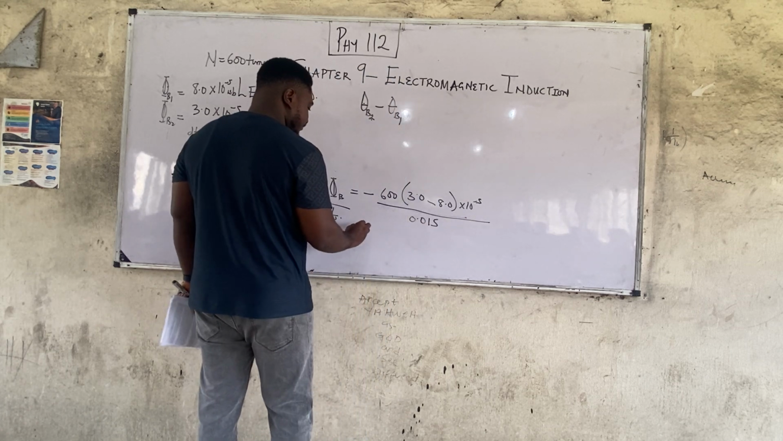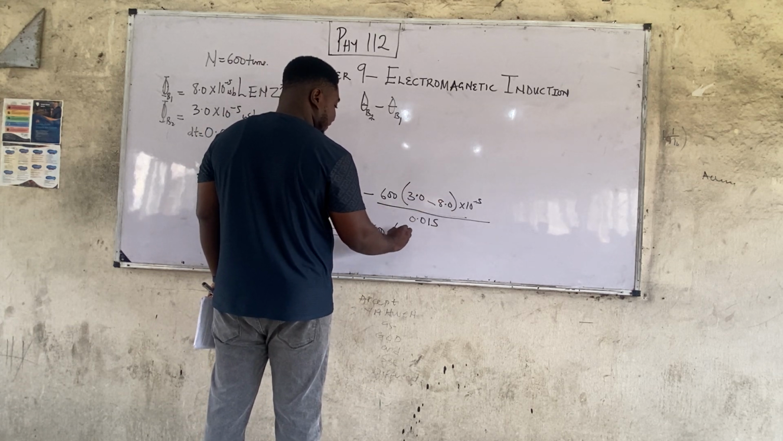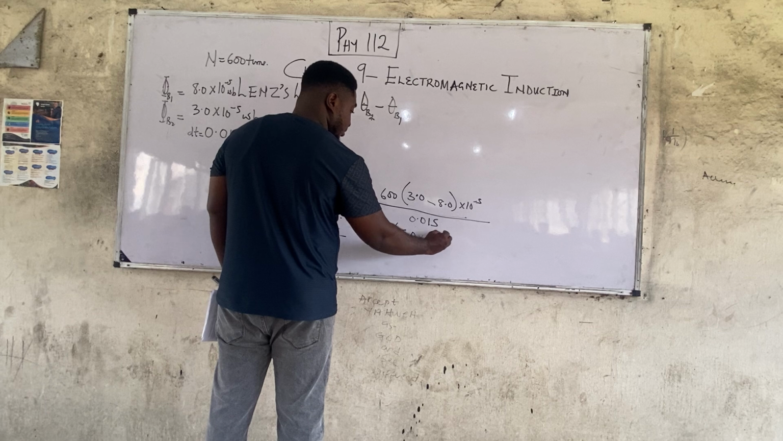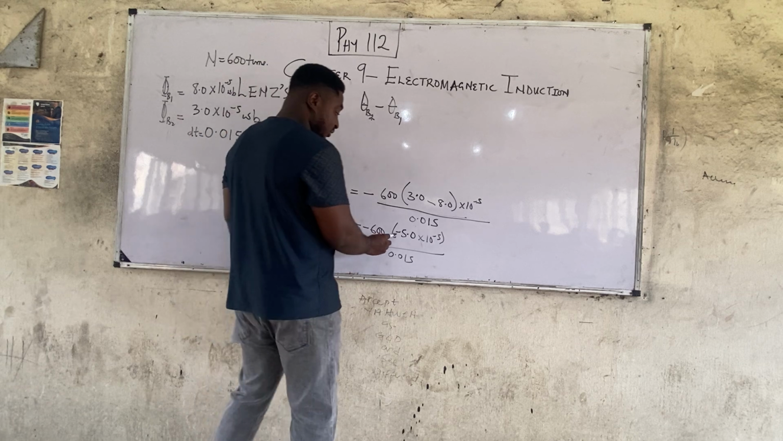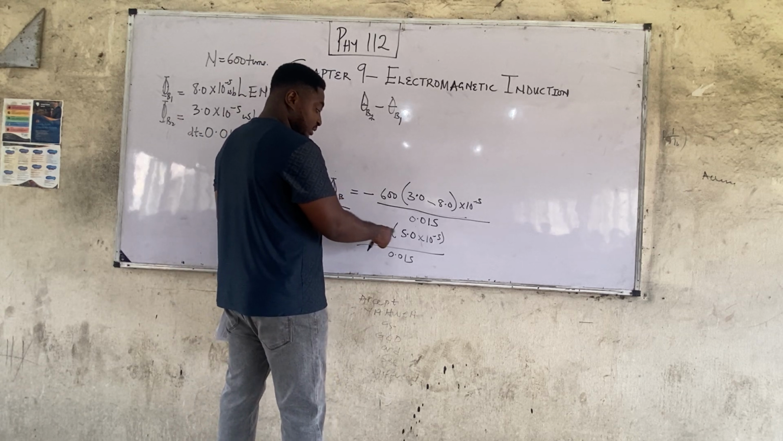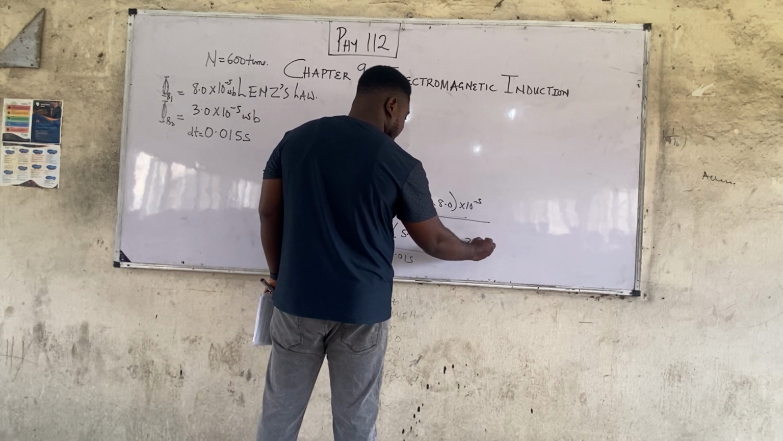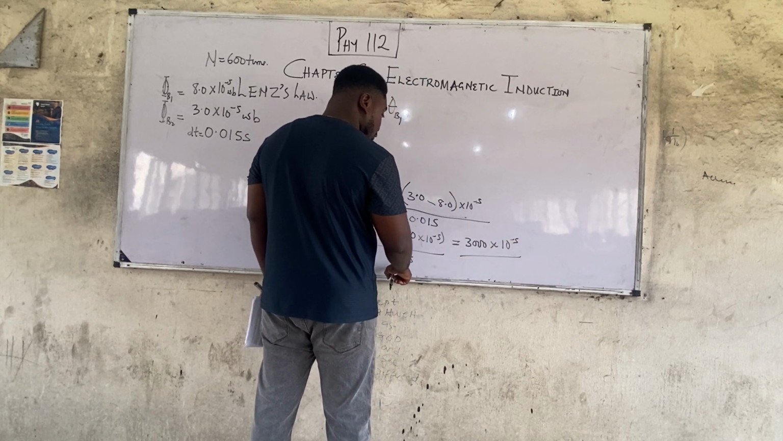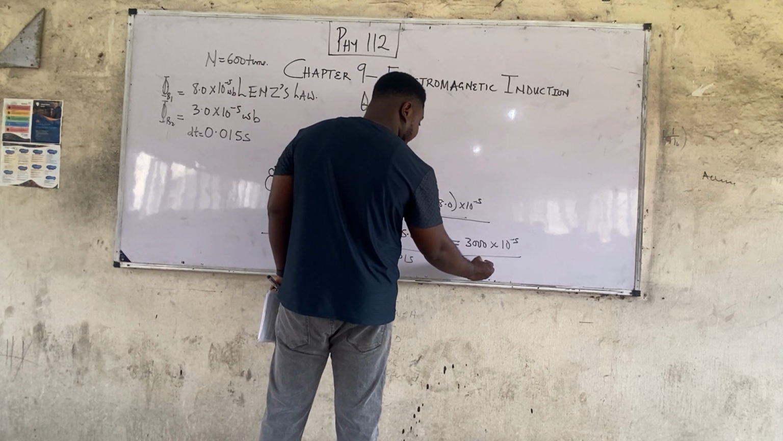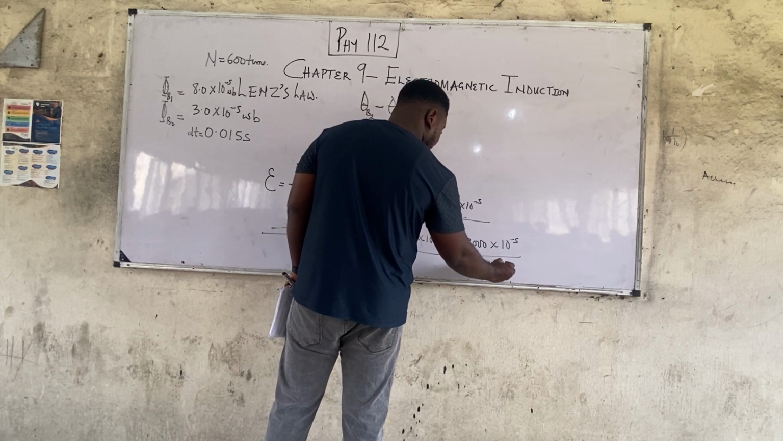So class, minus 600, 3.0 minus 8.0 is minus 5 times 10 raised to power minus 5, all over 0.015. Class, what is minus times minus? Plus, right? So we're left with 600 times 5, which is 3,000, times 10 raised to minus 5, all over 0.015. In standard form, that is 1.5, or if you want to put 15, it is 15 times 10 raised to minus 3.